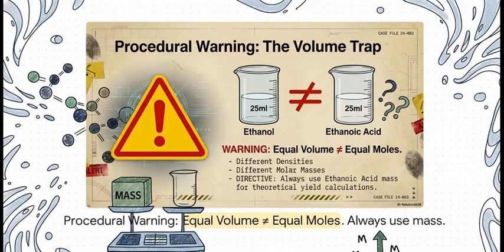And hey, listen up. Here's a crucial warning for your own investigations. A super common mistake is measuring your reactants by volume. But please, beware the volume trap. See, 25 milliliters of ethanol is not the same number of moles as 25 milliliters of ethanoic acid because they have different densities. So pro tip, always use mass for your starting reactant when you're calculating theoretical yield.